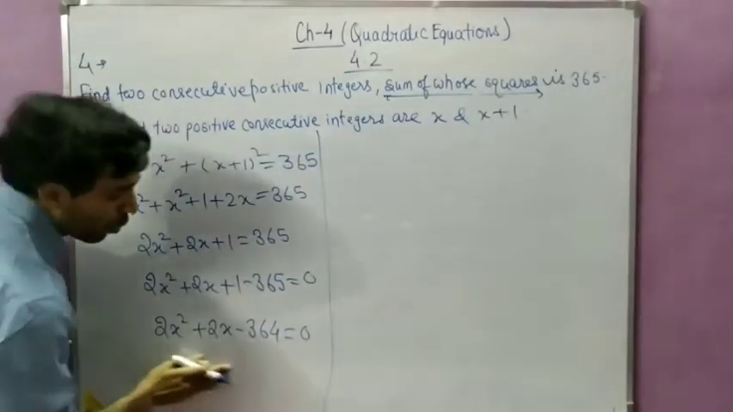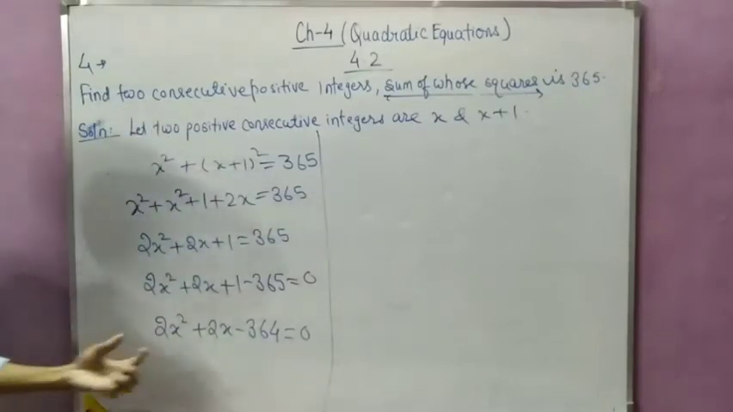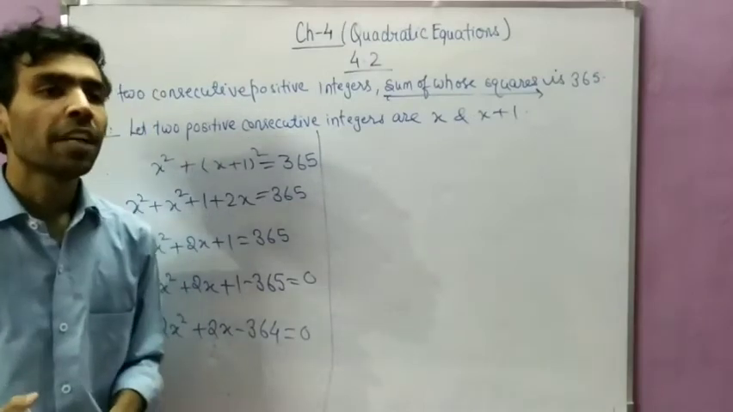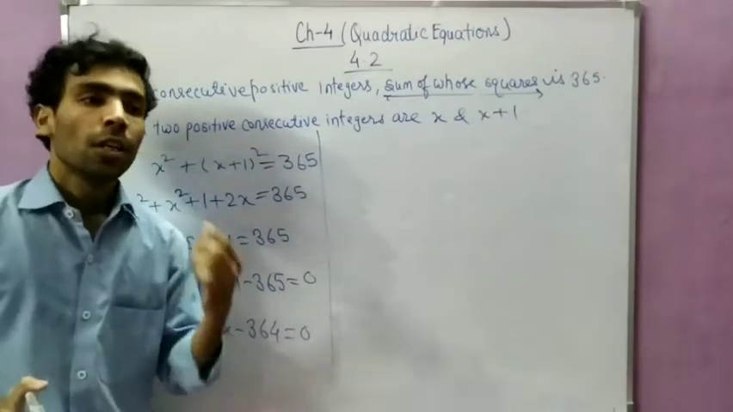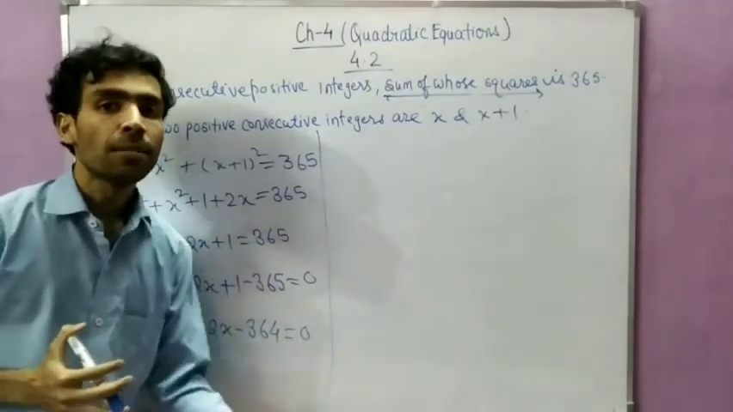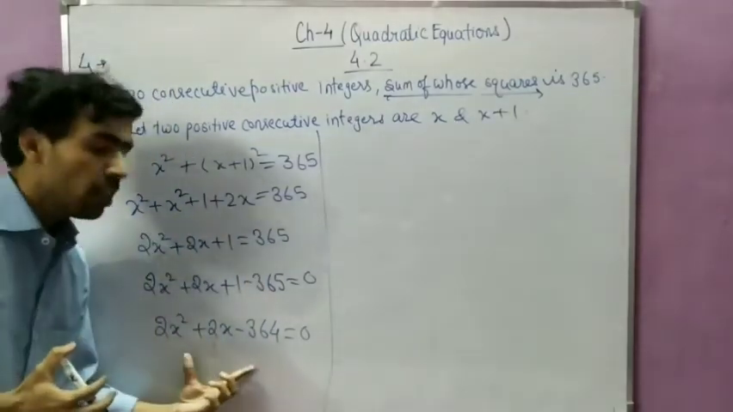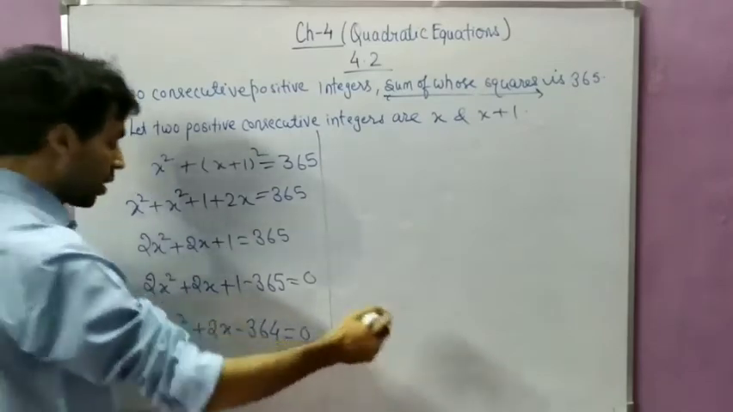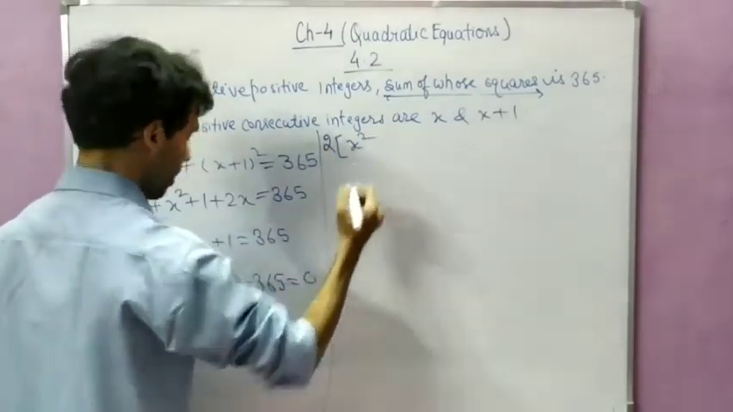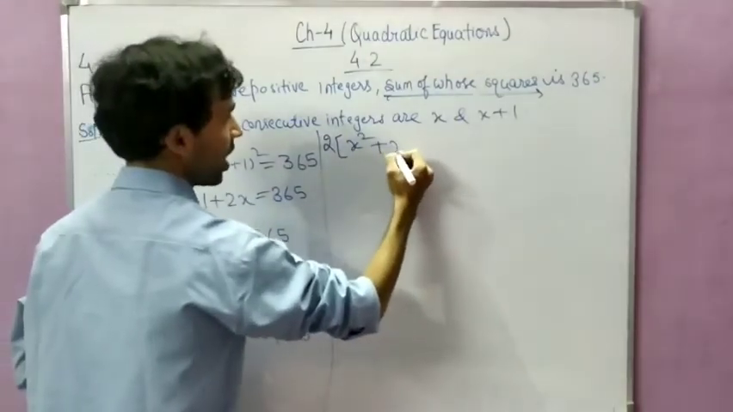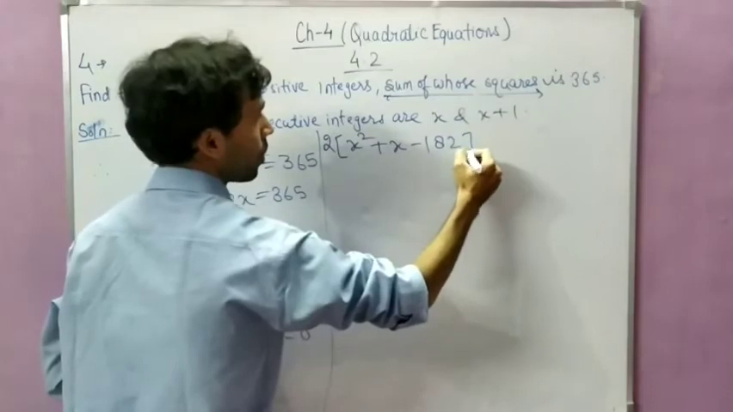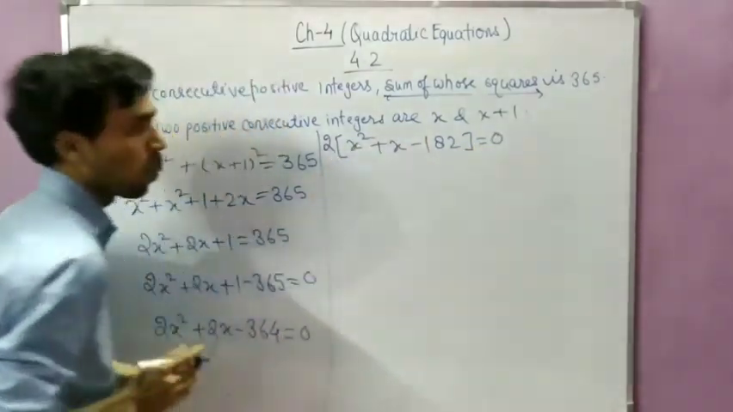Now we got the quadratic equation. So now we have to factorize it. Before factorizing, I told you whenever you do factorization, you should see whether there is anything common between the terms. So again here 2 is common. So first I will take 2 as common. When I take 2 common, I will get x square plus x minus 182 equal to 0.